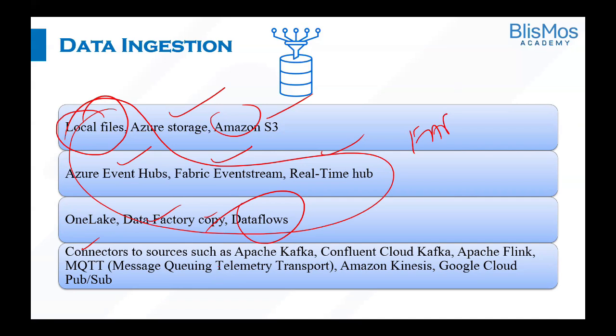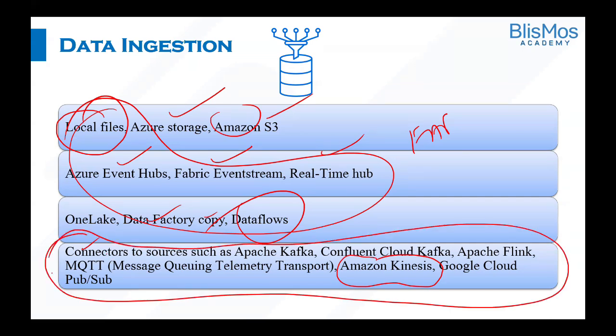And all of these are mostly in-house, meaning mostly Fabric and Azure related. So we can also ingest the data from external sources through Apache Kafka, Confluent Cloud Kafka, Flink, and we already discussed messaging, queuing, telemetry, transport. Amazon Kinesis is one of the modules which deals with real-time data, and also Google Cloud Pub/Sub, publication, right? So we can also get the data from other connectors. Again, it depends on the project, from where you have to ingest the data.